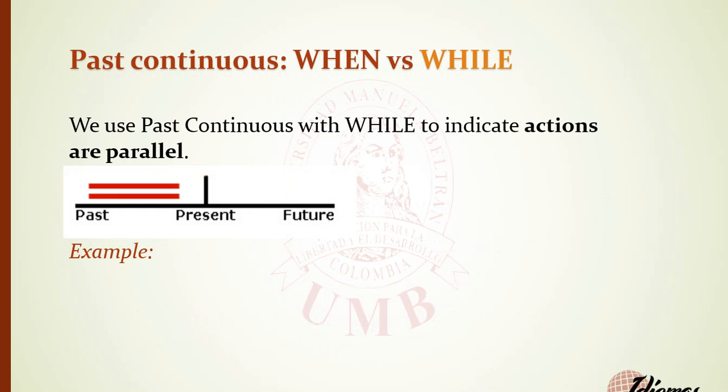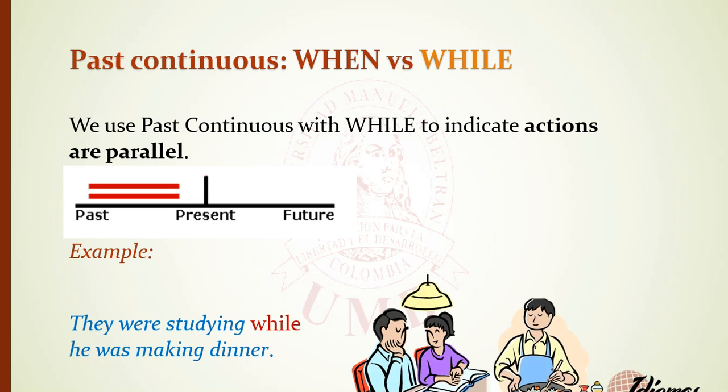Sometimes you can have two sentences in one. This is a compound sentence. In this case, when you are using while, in Spanish it means mientras. So you're talking about two parallel actions. They were studying while he was making dinner. Two actions were happening at the same time. And in that case, both sentences must be in past progressive because you're using the word while, mientras.